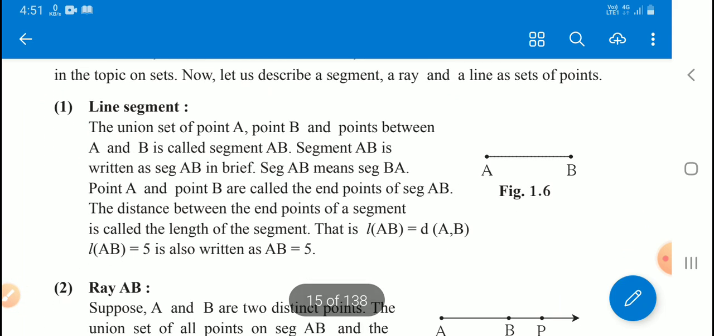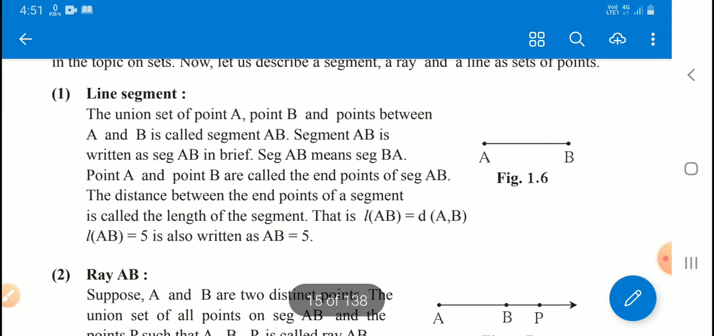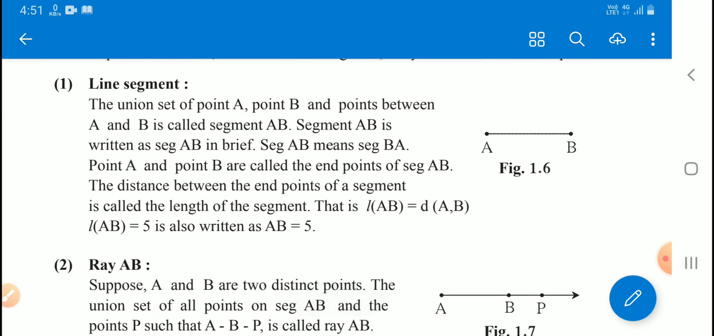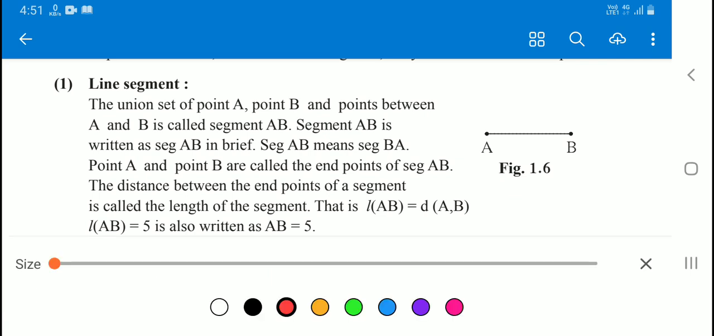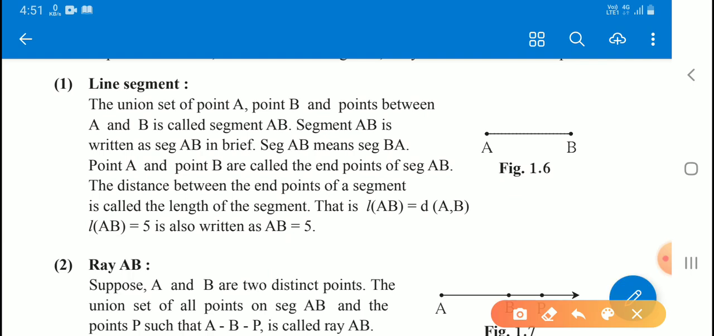So by using these properties we will describe a segment, a ray and a line as sets of points. Now first we will see the line segment. Here they have given that the union set of point A, point B and the points between A and B, means all points from A to B, is called the segment AB.